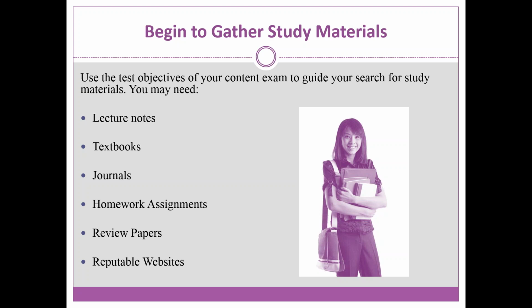So once you know your learning style, and you know your preferences, and you know what's available from the exam provider, now you can start to look at some other study materials that you can gather. You may use lecture notes, textbooks, journals, homework assignments, review papers, or reputable websites. These are just a few examples. You certainly can look anywhere else for study materials. You just don't want too many study materials. You want them to be really honed in on what will be tested on that test framework or study companion.